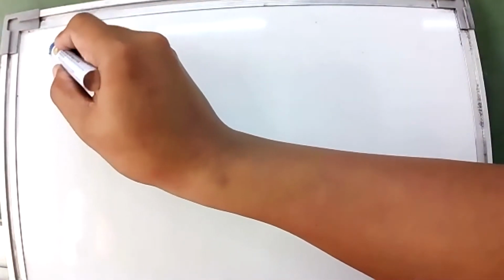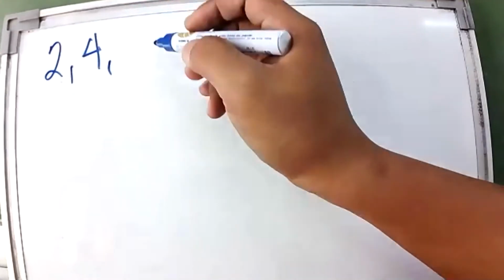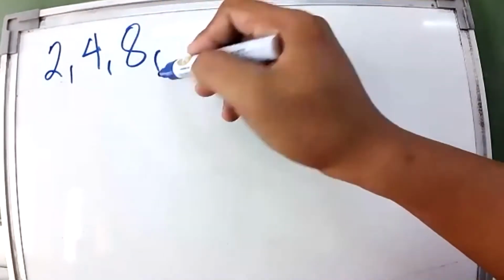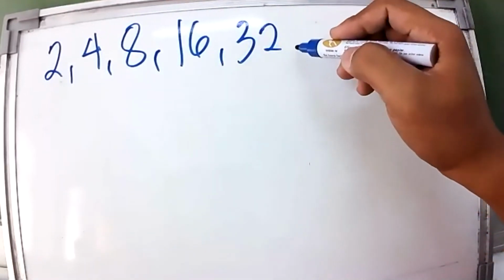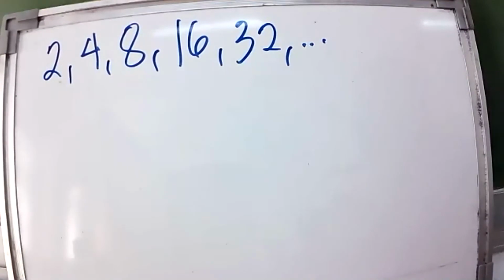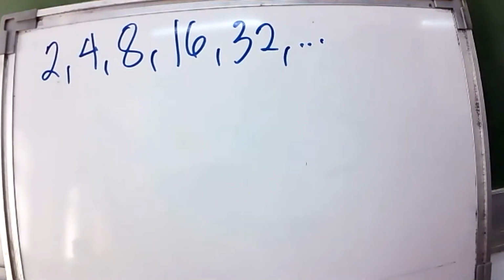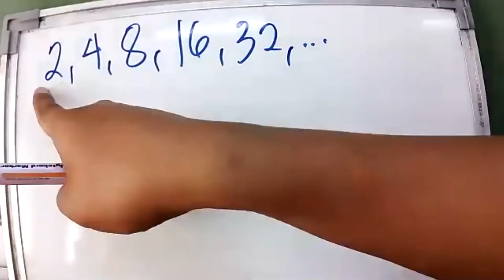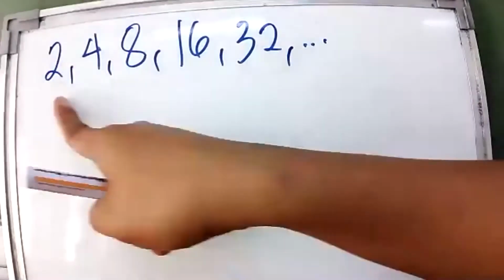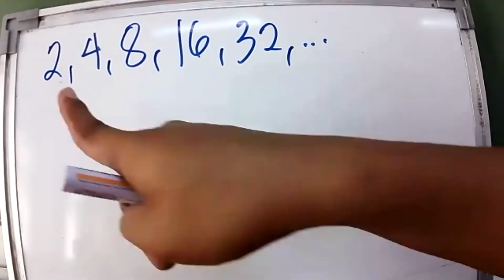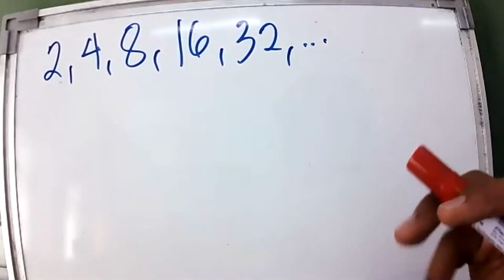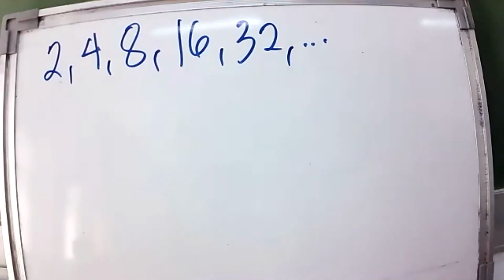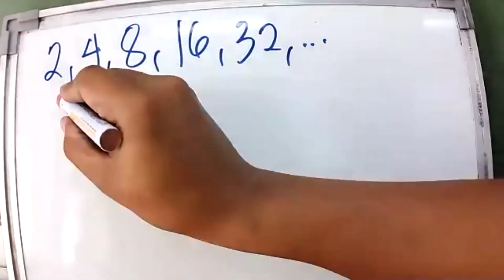Let's have this. For example, we have 2, 4, 8, 16, 32. That's the sequence. What is our pattern here? Sige nga, identify the pattern. 2, 4, 8, 16, 32. What's the pattern? Times 2 po. We need to multiply by 2. Exactly.